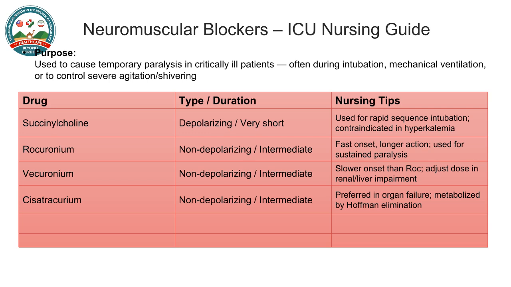Vecuronium, non-depolarizing, intermediate, slower onset than rocuronium. Dose adjustment needed in renal or liver impairment. Cisatracurium, preferred in organ failure, metabolized by Hofmann elimination, independent of kidney and liver. Key nursing points: always combine with sedation and analgesia. These drugs do not sedate or relieve pain. Monitor respiratory status and oxygenation closely. Consider onset, duration, and metabolism when choosing the agent.